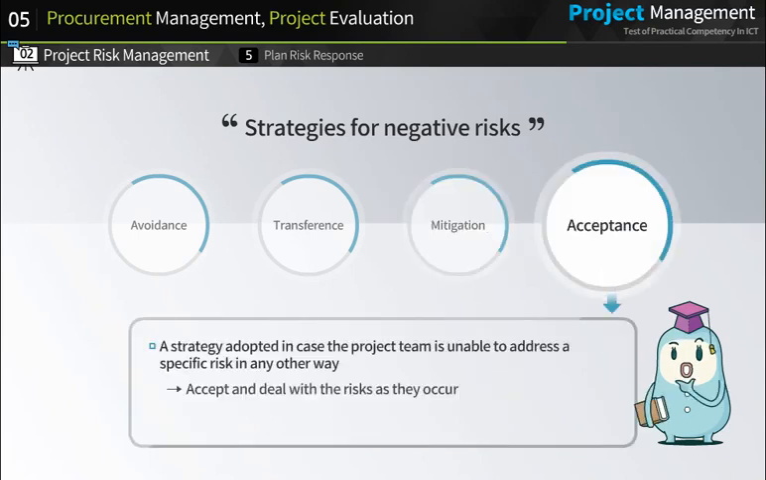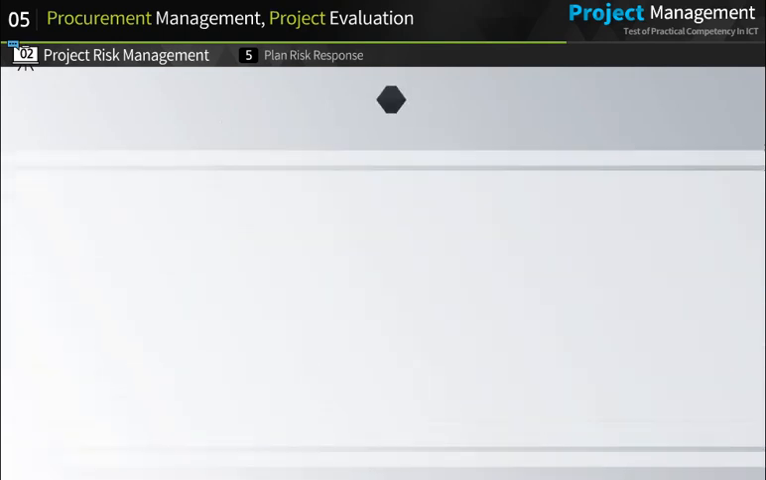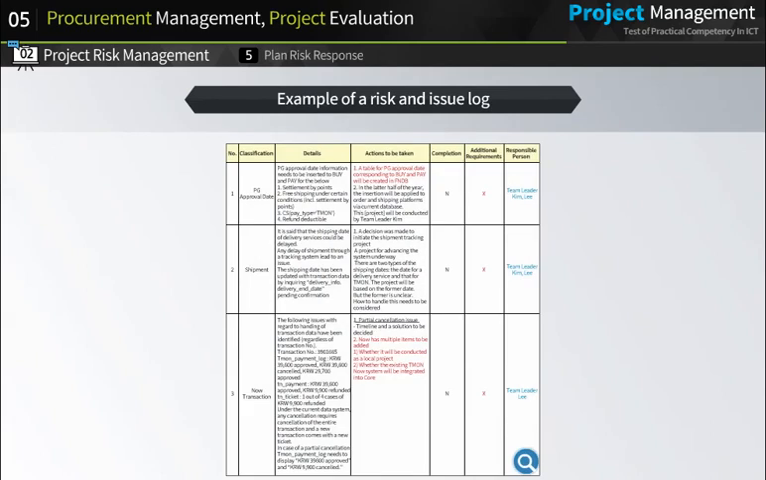Fourth, risk acceptance refers to a strategy adopted in case the project team is unable to address a specific risk in any other way. In other words, it is to accept and deal with the risks as they occur. The following is an example of a risk and issue log. The log features identified risks, decisions made on the countermeasure against each risk, and a person responsible.